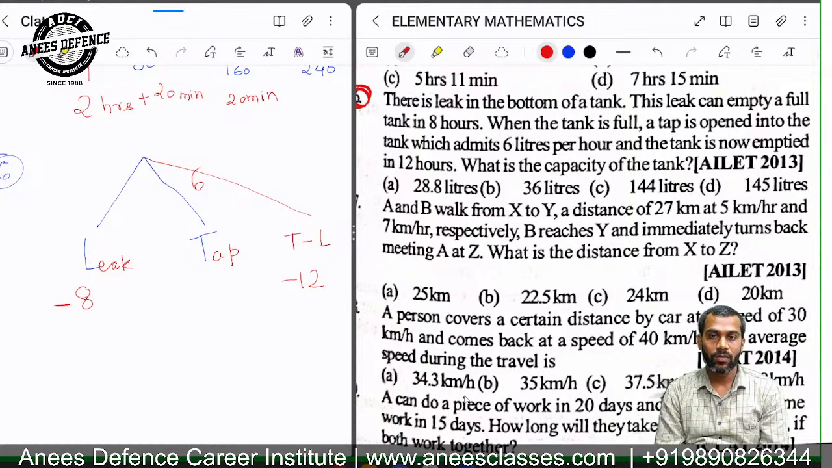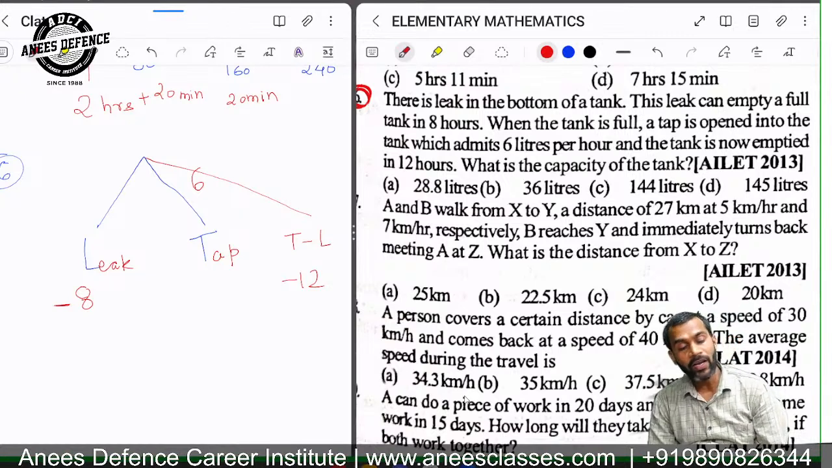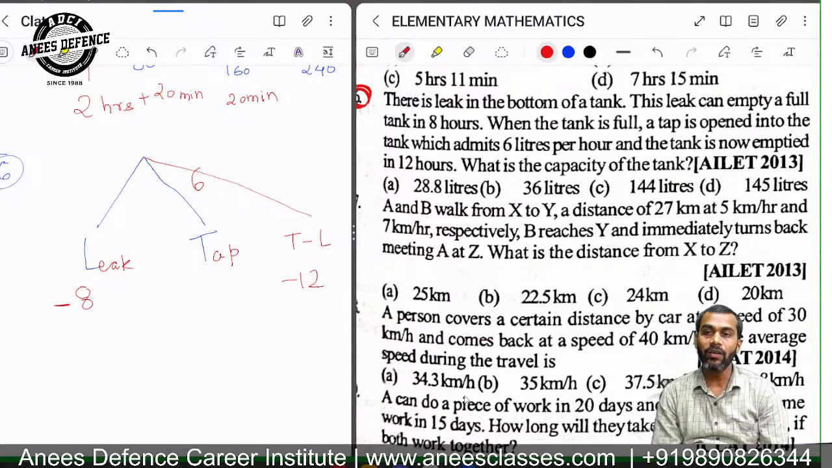Leak. See, because when the tank was full and both leak and tap are opened, the whole tank which was full initially gets emptied at the end. It means leak is faster. Yes or no? The tank was full initially and the leak and tap were opened at the same time, and after 12 hours the whole tank gets emptied. So it means leak is faster. Yes or no? Now you need to tell what is the capacity of the tank.